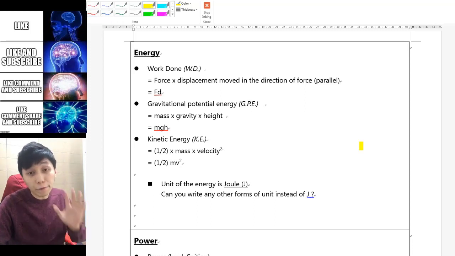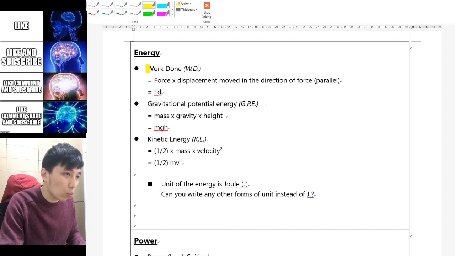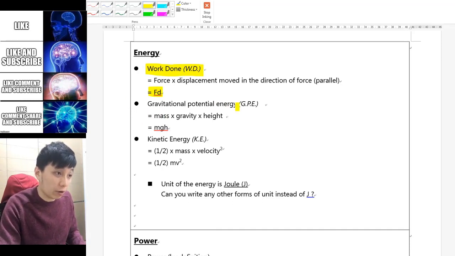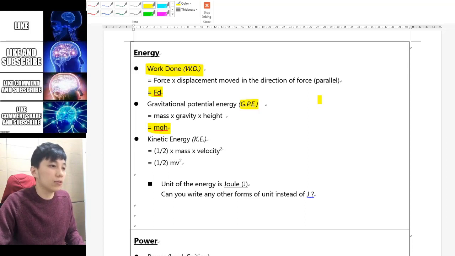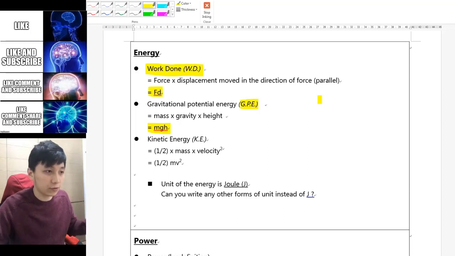Here there are 5 equations that you need to learn in this chapter. Work done equals force times the distance moved in the direction of force. Another equation is gravitational potential energy, we call it GPE, equal to mgh: mass times gravity, that is the gravitational field strength or gravitational acceleration, which is 9.81 as you learn for the Earth's surface, and height will be the h. That will be the second equation.